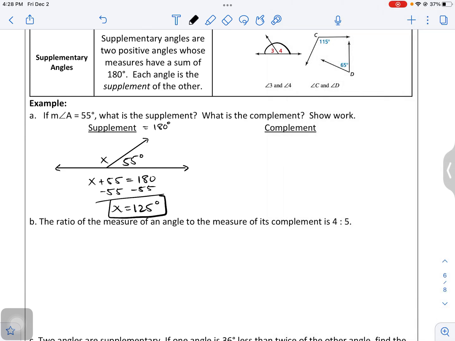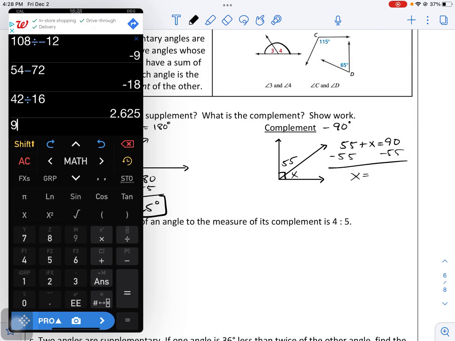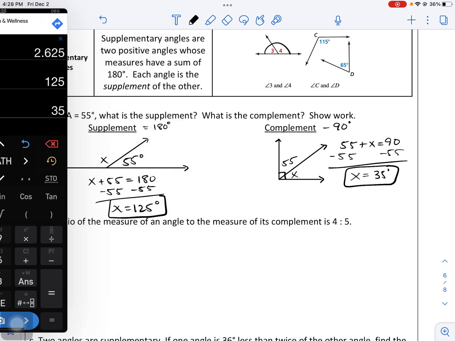Now we've got to find the complement. Remember, complements or complementary are 90 degrees. So I'm going to draw myself another picture. I'm going to make it a right angle. It is 90 degrees, and I can show that by putting the box in the corner. I know one angle is going to be 55 degrees. I don't know what the other angle is, but I do know that the two angles added together equal 90 degrees. Subtract the 55, and x equals 90 minus 55, and you get 35 degrees is the complement.